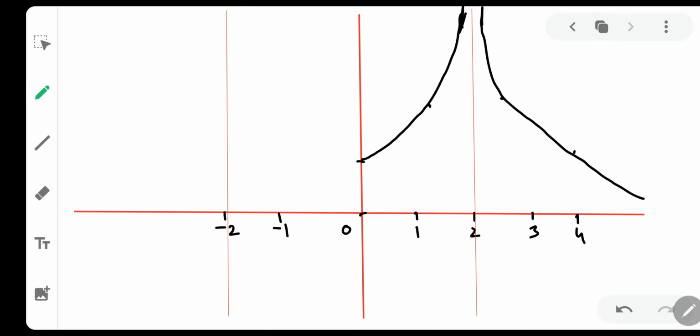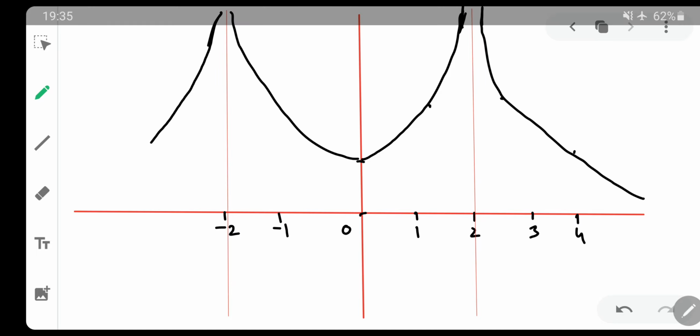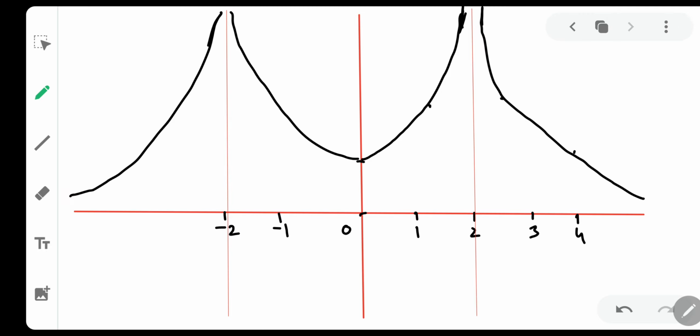Same thing, we have to copy it down something like this, and then it is going to fall down something like this, right? See how interesting it is. And just note this point to be 0, 0.5.